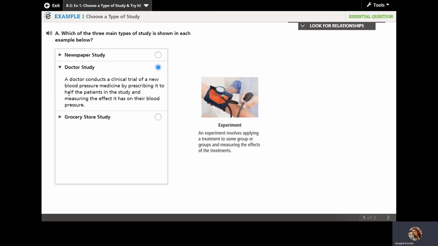A doctor conducts a clinical trial of a new blood pressure medicine by prescribing it to half the patients in the study and measuring the effect it has on their blood pressure. That's an experiment. So we're applying a treatment to some group or groups, and then we're going to measure the effects of those treatments.